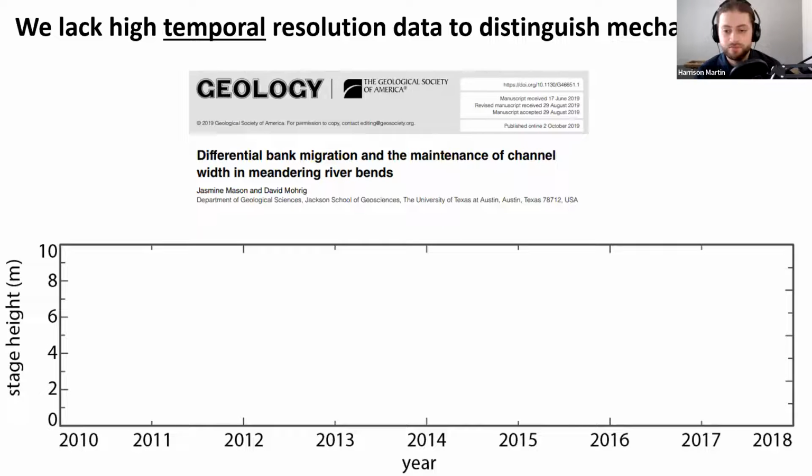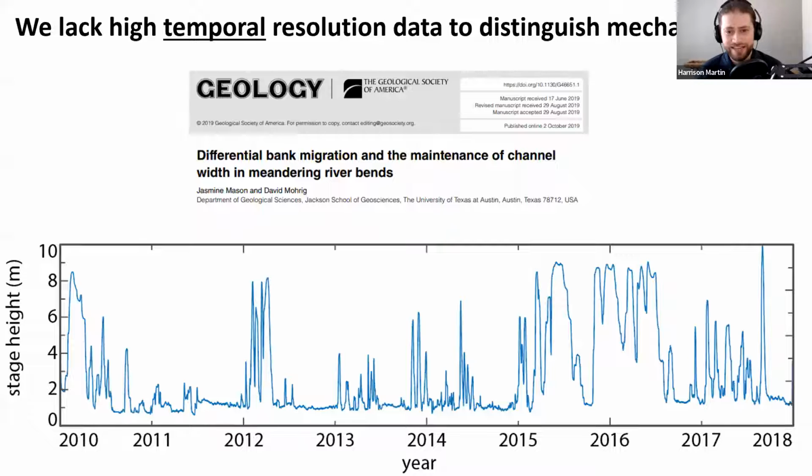As an example, this is a really good paper in our field answering just the question I pitched: how does the meandering and how does the erosion and deposition take place? And so I just drew a grid here. You see the year on the x-axis increasing to the right, stage height on the y-axis, that just basically means water level above some datum. We can plot the stage gauge from the USGS over time. So each of those spikes is a flood that went through.